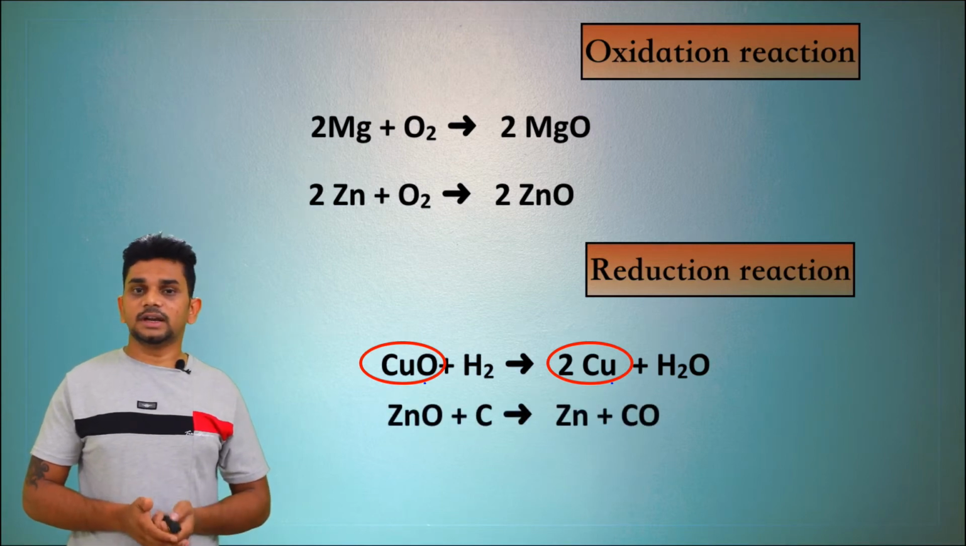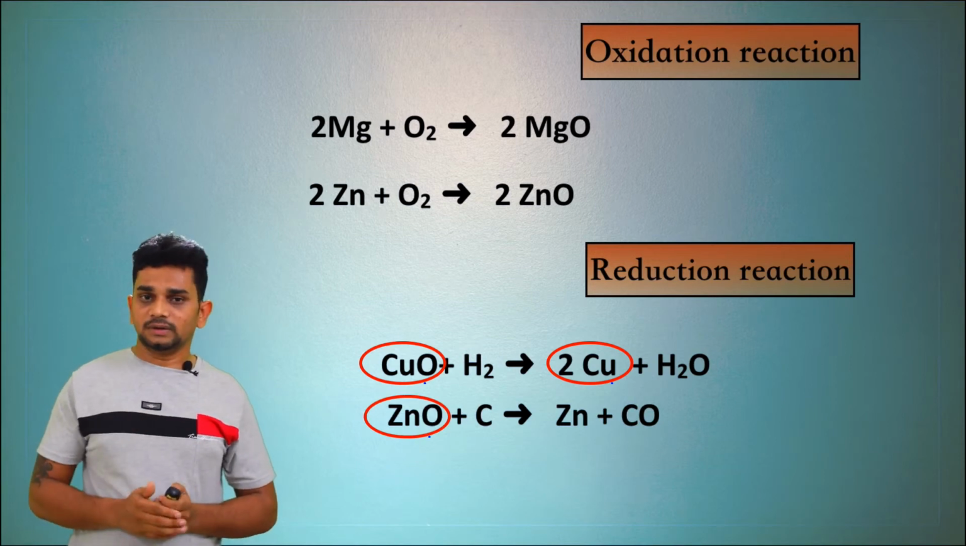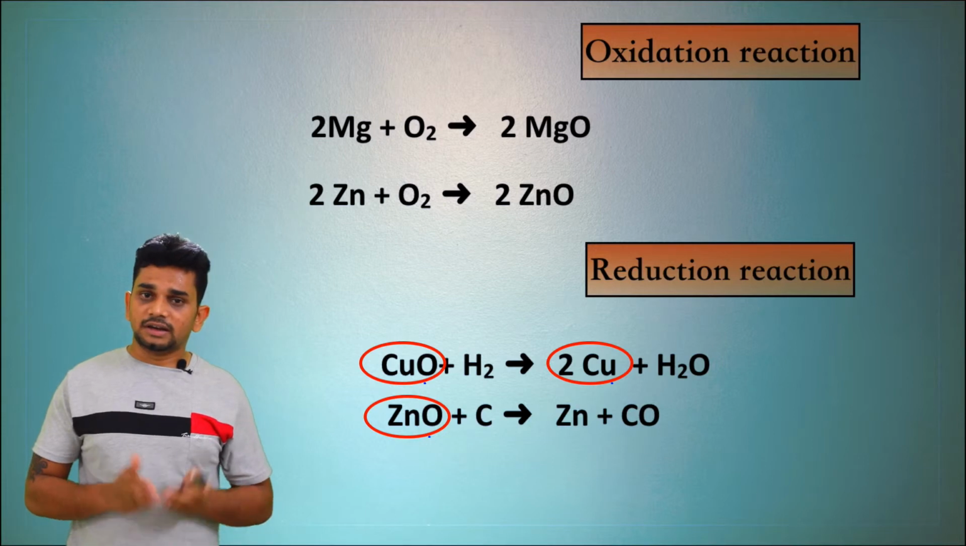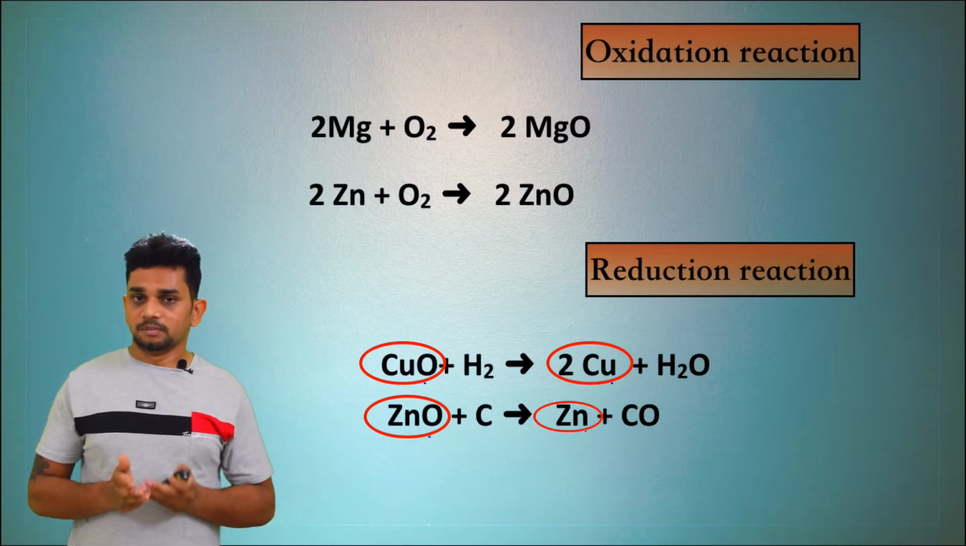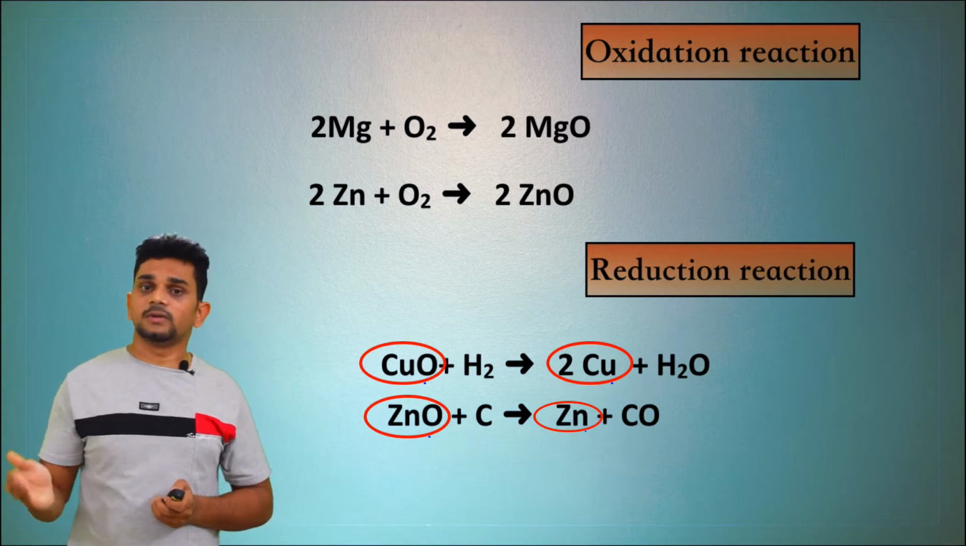ZnO plus C gives Zn plus CO. Same process is happening here. Zinc oxide was present before the reaction. After the reaction it has changed to zinc, meaning zinc oxide is reduced to form zinc, removal of oxygen.